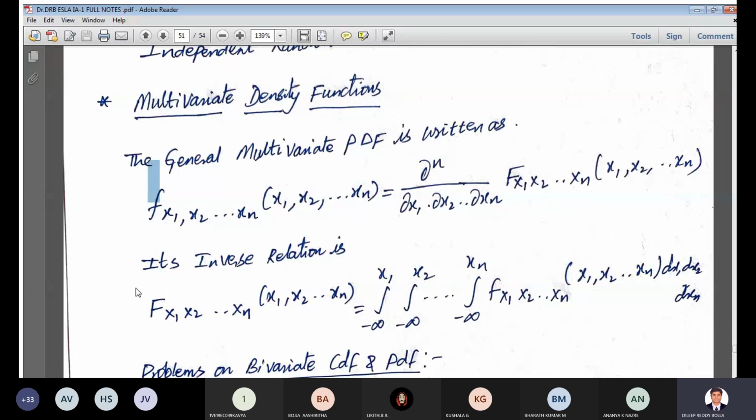And if you want to find the CDF, you know the corresponding PDF. So this is the PDF value. Then instead of doing the partial derivative here, you need to integrate it. Very simple: integral from minus infinity to x1, minus infinity to x2, and so on up to minus infinity to xn, of f of x1 up to xn, dx1, dx2, up to dxn. This is how we can do the multivariate density functions. If it is bivariate, substitute the value of n by 2. If it is multivariate, substitute the value of n by n itself.